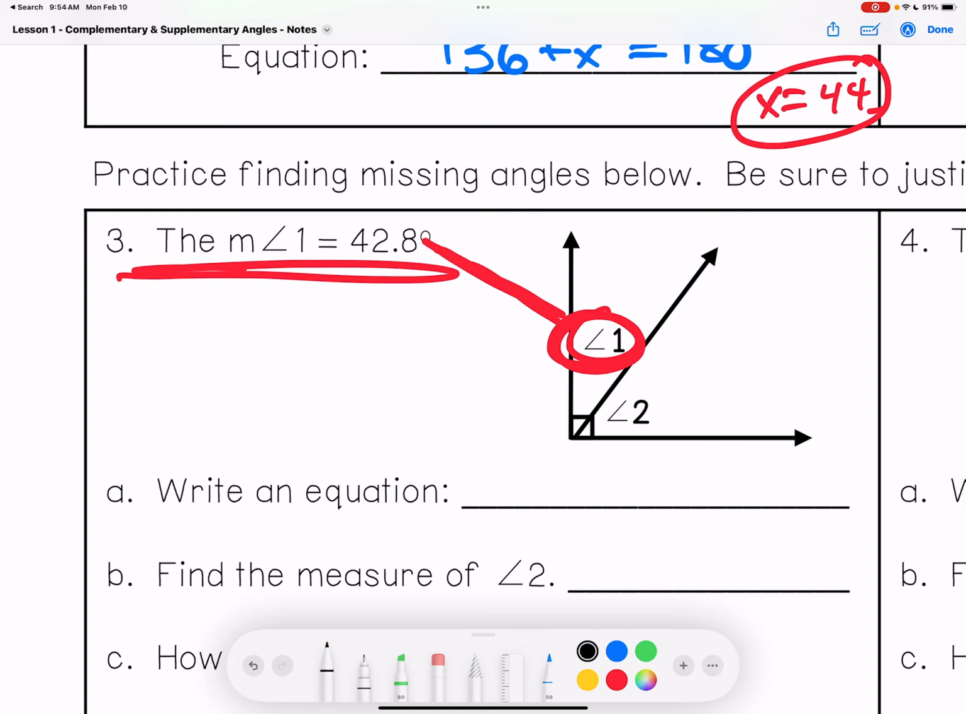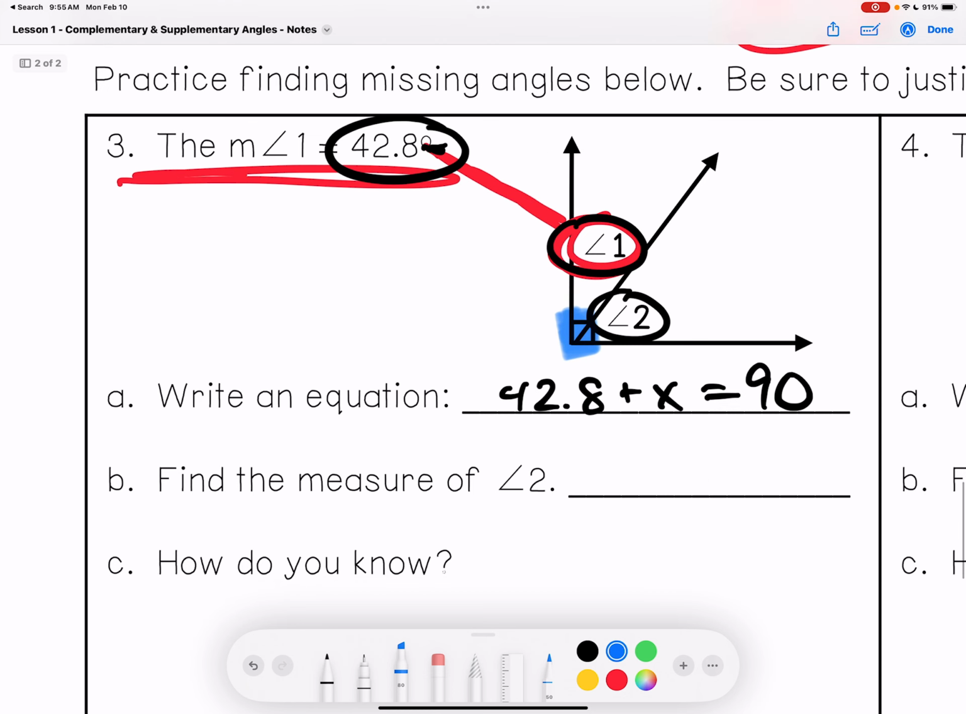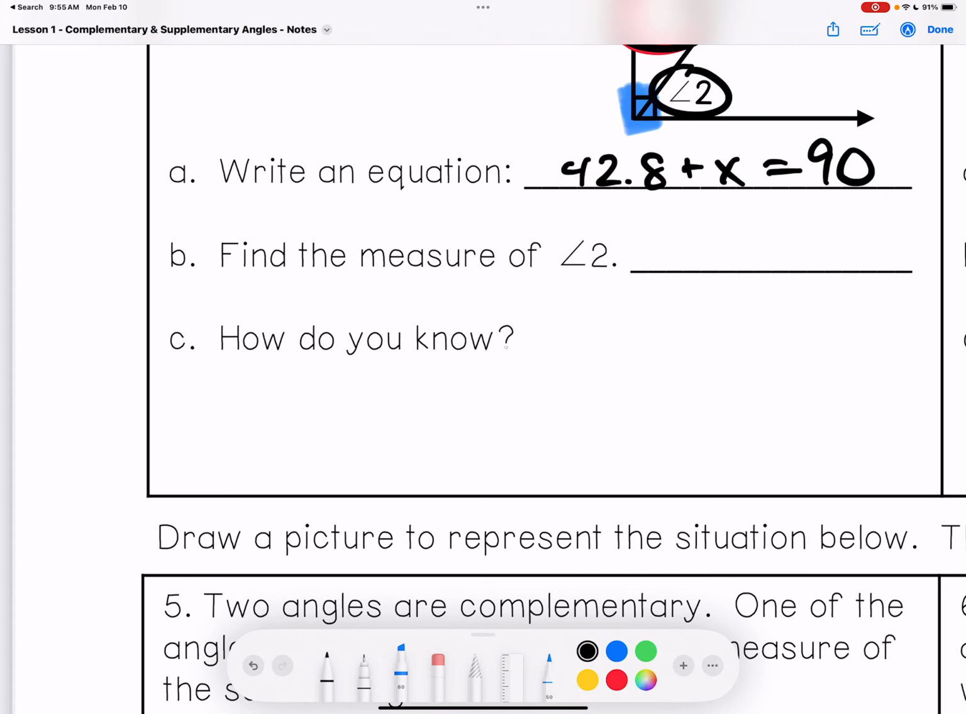So it's going to be this one, which is 42.8. How do I know that? Because they told me right there. Plus this one, I don't know, equals 90 degrees. How do I know it's 90 degrees? Remember, they gave you that little square right there that told me it was 90. Find the measure of angle 2. How do you know? So down here on how you know, we're just going to work it out.